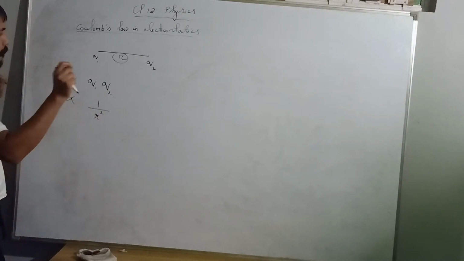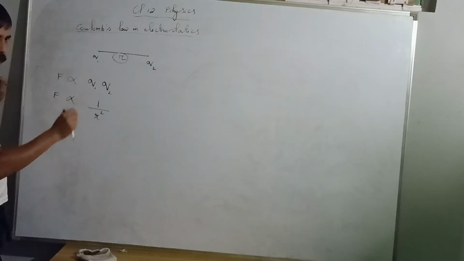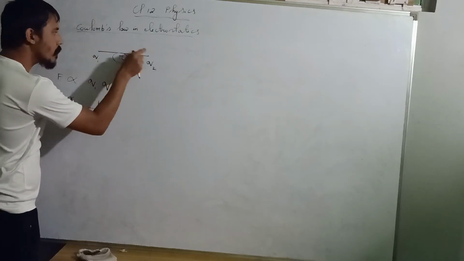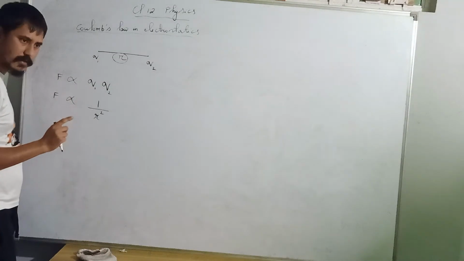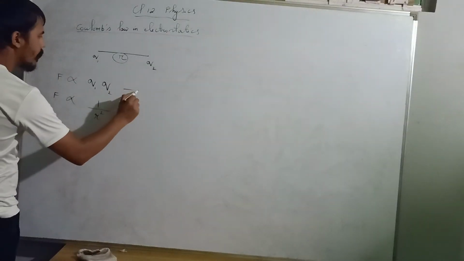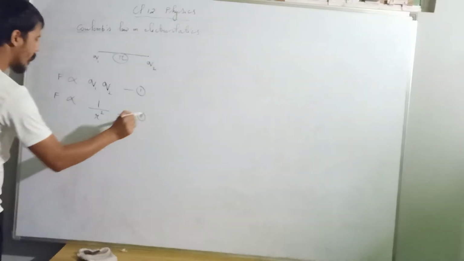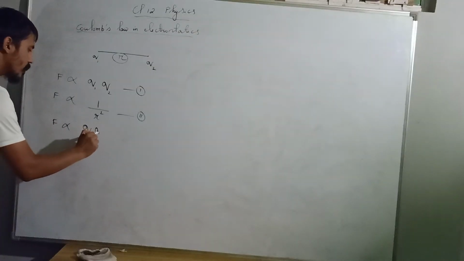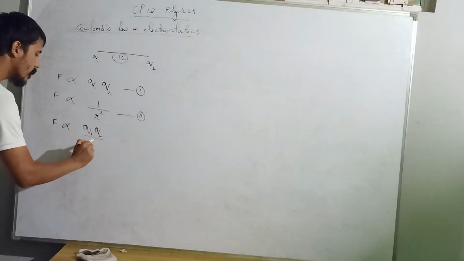The force of gravitation, the gravitational force, is also inversely proportional to the square of the distance between the two bodies. That's an inverse square law, so this is also an inverse square law. Now, combining the above two factors, we have F proportional to Q1 Q2 upon R square.